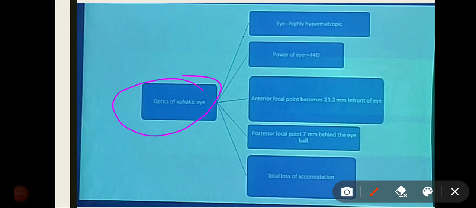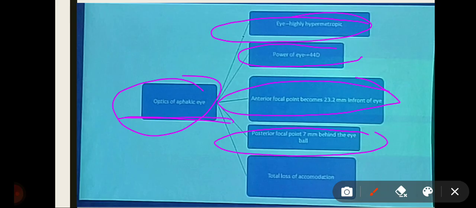So now let's dive into the optics of aphakia. Optics of the aphakic eye: the eye is highly hypermetropic. The power of the eye is plus 44 diopters, and the anterior focal point becomes 23.2 millimeters in front of the eye, and the posterior focal point is 7 millimeters behind the eye, and total loss of accommodation will occur.